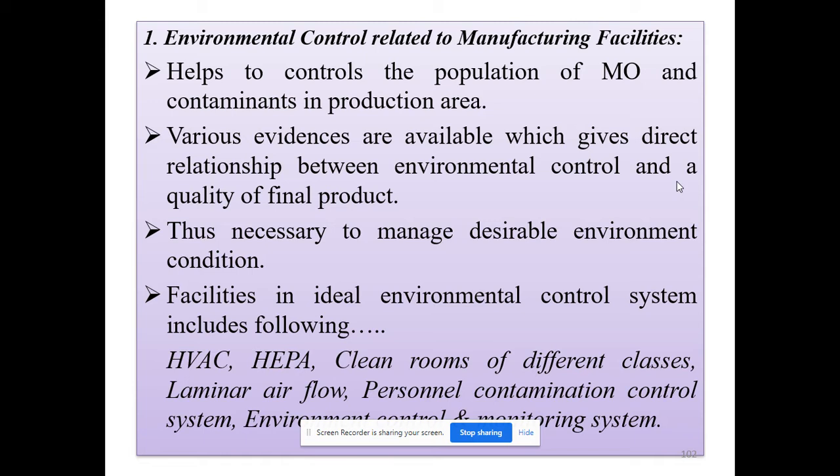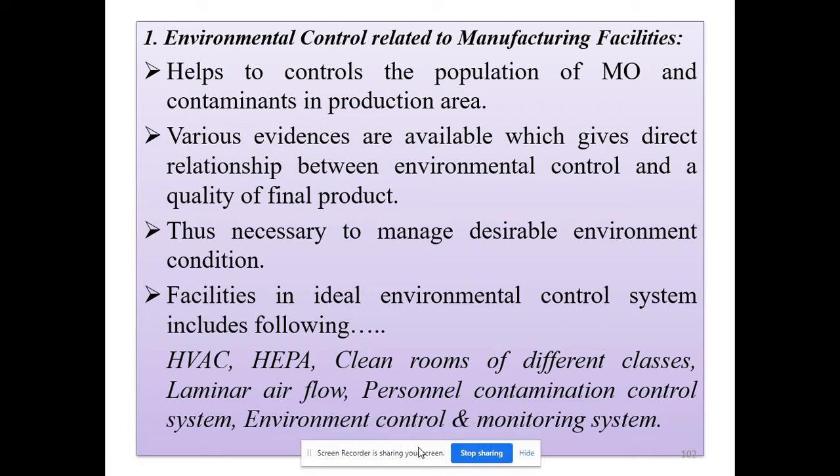Facilities in the ideal environmental control system include the HVAC system, HEPA system, clean rooms of different classes, laminar airflow system, personal contamination control system, and environment control and monitoring system. All these are facilities necessary for the ideal environmental control system. In order to develop the ideal environmental control system, these are the facilities which we require in our pharma industry. या सर्व प्रकारच्या फॅसिलिटीज आपल्याला आपल्या फार्मा इंडस्ट्रीमध्ये अडॉप्ट करून घ्यावे लागतील, तयार करून घ्यावे लागतील, जेणेकरून आपण डिझायरेबल इन्व्हायरमेंटल कंट्रोल सिस्टीम तयार करू शकतो.